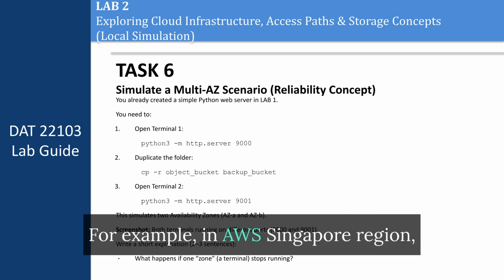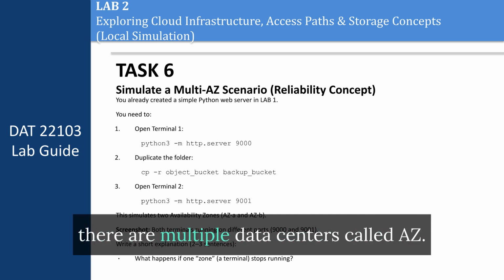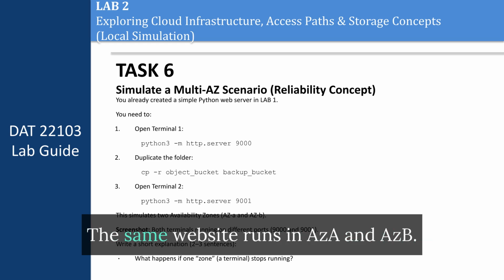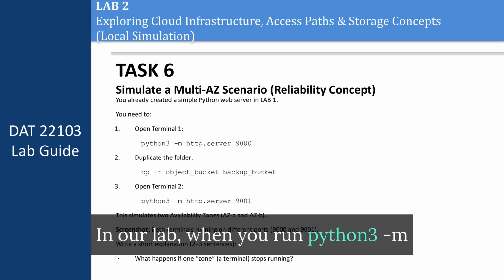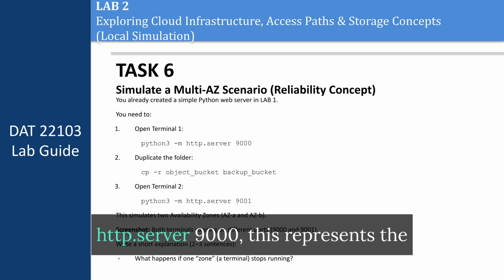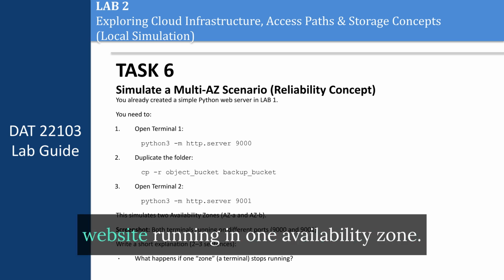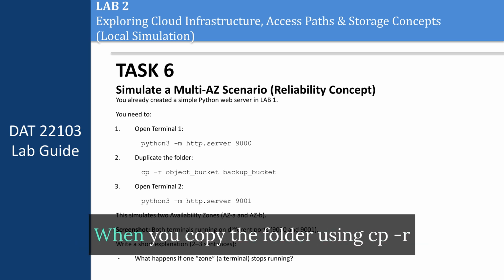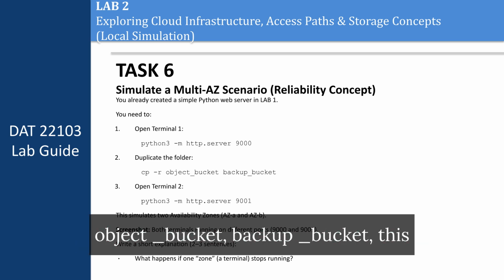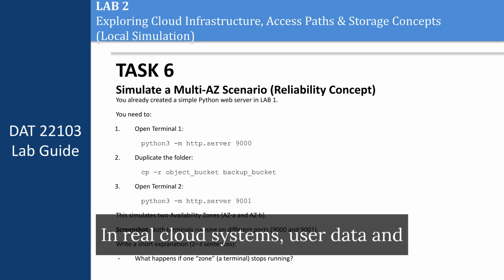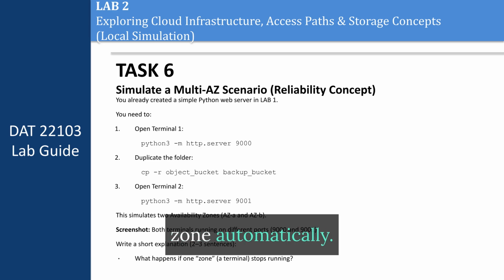For example, in the AWS Singapore region, there are multiple data centers called AZ. The same website runs in AZ A and AZ B. In our lab, when you run python3 -m http.server 9000, this represents the website running in one availability zone. When you copy the folder using cp -r object_bucket backup_bucket, this simulates data replication. In real cloud systems, user data and application files are copied to another zone automatically.